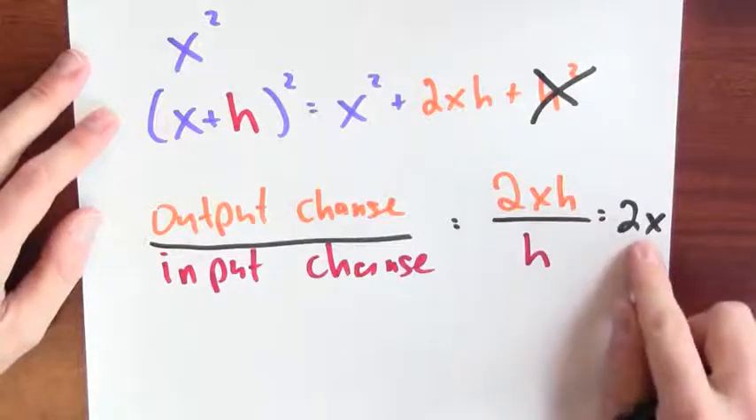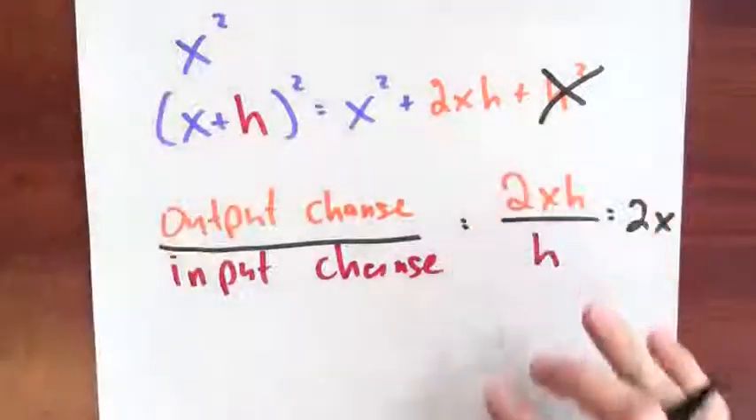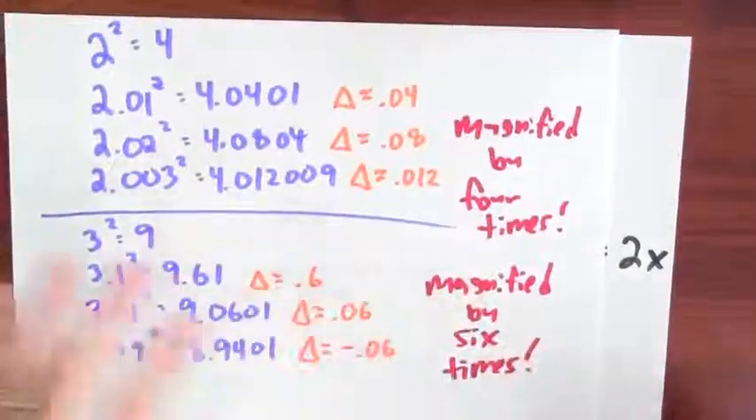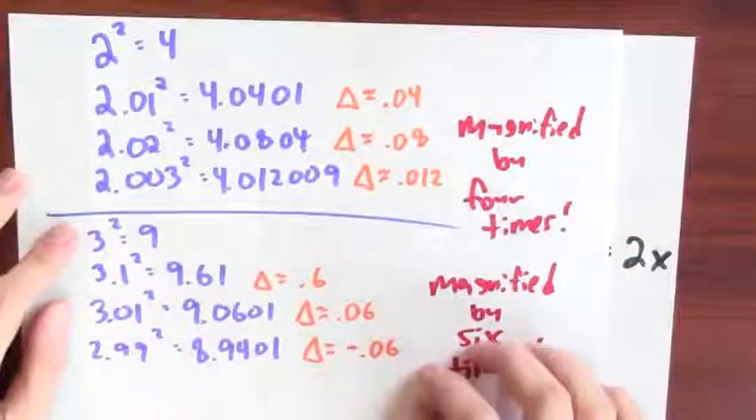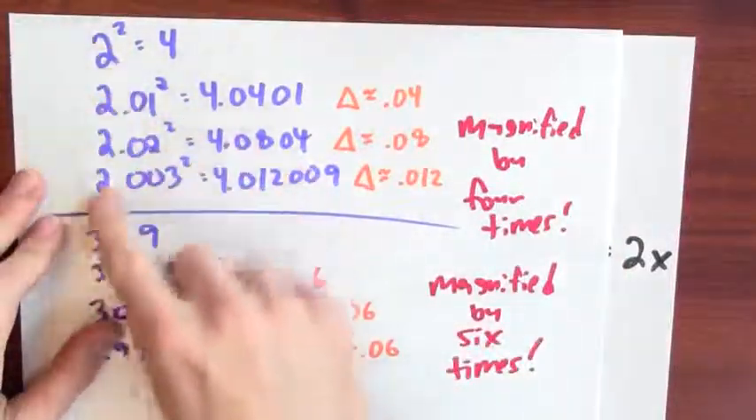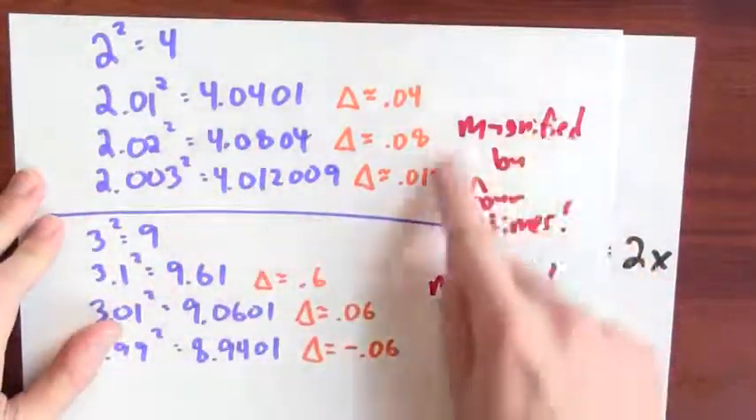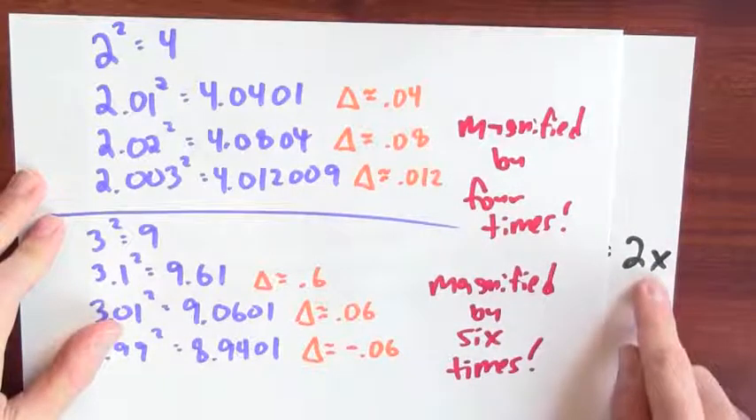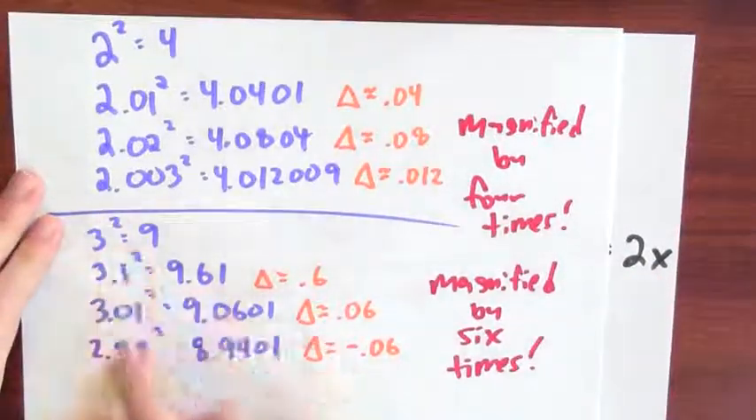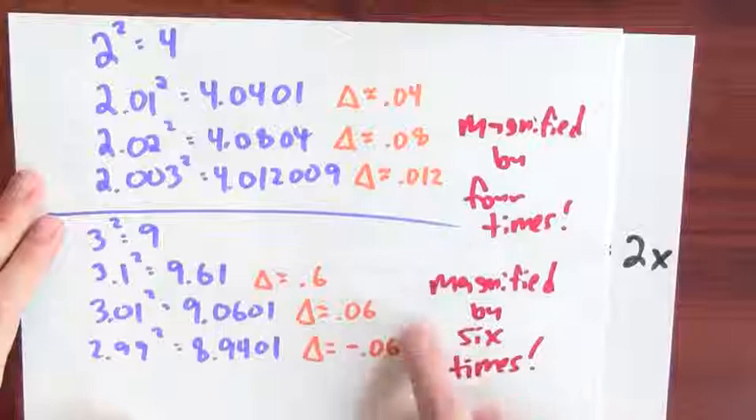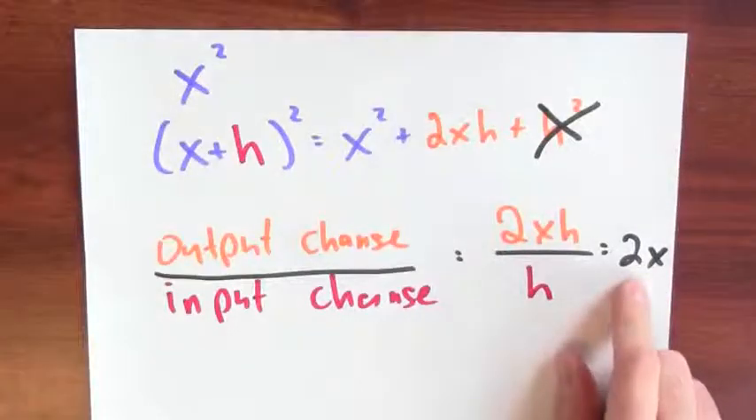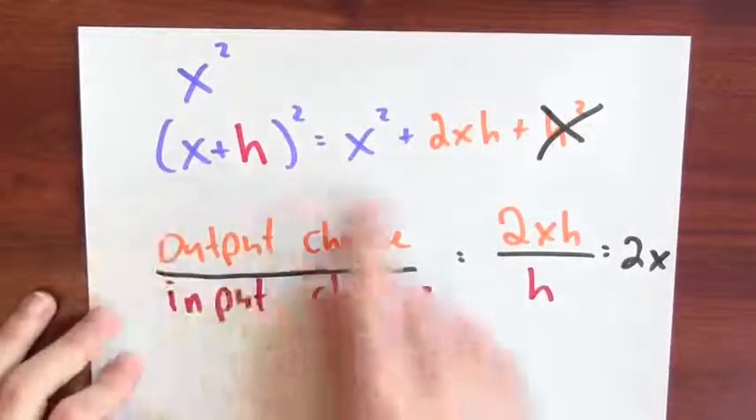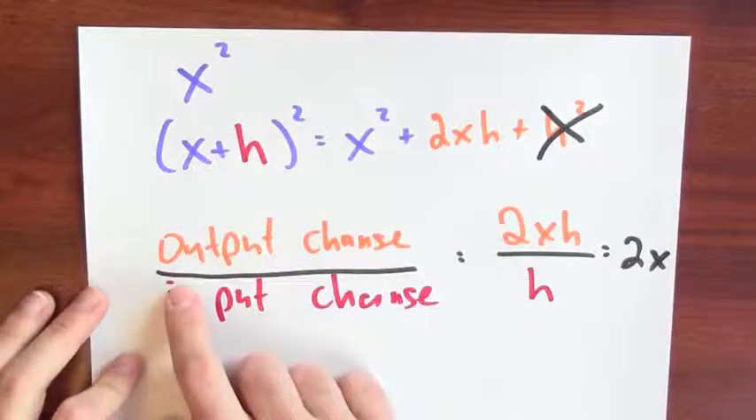This is the ratio of output change to input change, and that makes sense, right? Think back to what just happened here a minute ago when we were plugging in some nearby values and seeing how the outputs were affected. When I was wiggling the input around 2, the output was changing by about twice 2. When I was wiggling the input around 3, the output was changing by about twice 3. Right? 2x is the ratio of output change to input change.